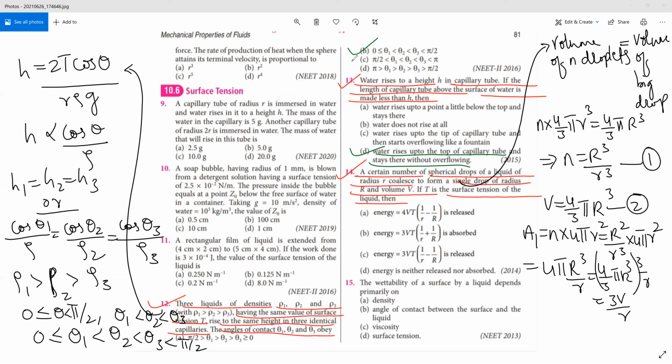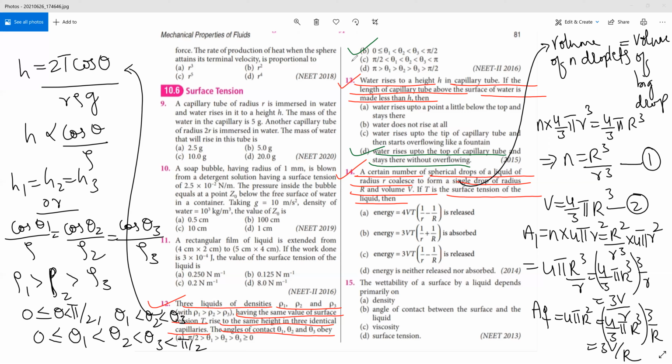So using equation 2 in this, the final surface area of the big drop is given by A_F is equal to 4 pi R square. That's equal to 4 by 3 pi R cube into 3 by R. So that is equal to 3V divided by R. So using 2, the remaining part I am going to show on the left side. If you want to note this down, you can note it down.